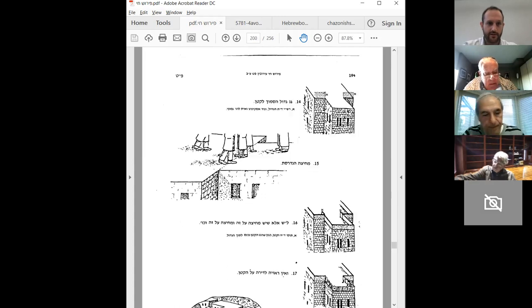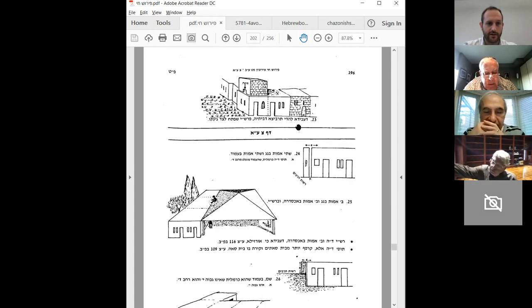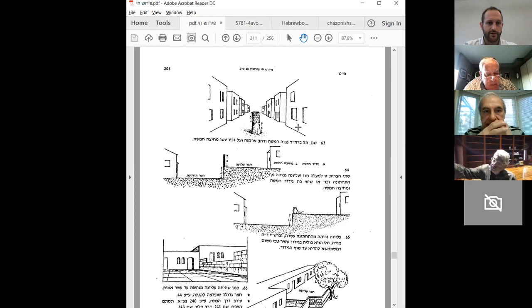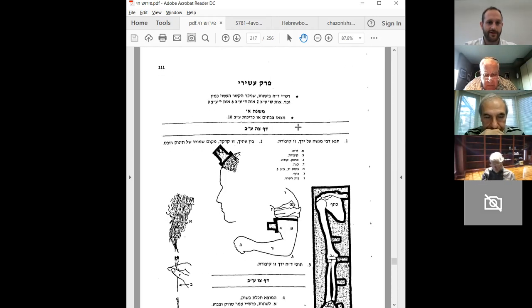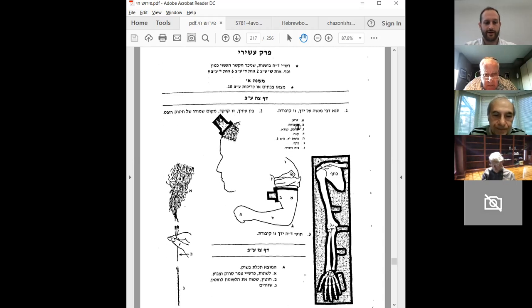Sorry, 200? Still not there yet. Get dizzy from the rapidly shifting pages, please. Here we are. Okay, now we're at the 10th paragraph.